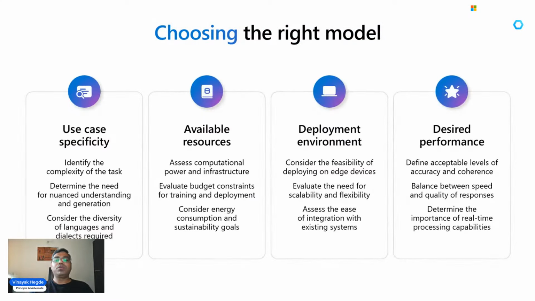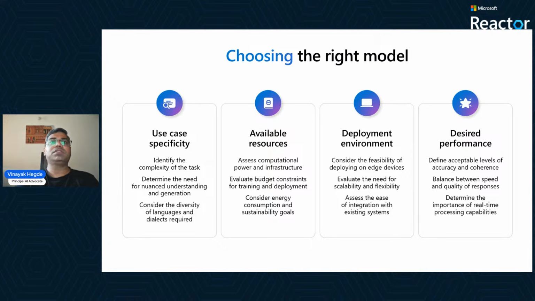Again, coming back to what we were saying, choice of models, right? When choosing between small and large language models, having seen a bit of both, we start by identifying the complexity of the task, and whenever nuanced understanding is required, we can use the large language model. We have to consider the diversity of languages and dialects that your model must handle. You need to assess your available resources, computational power, budget, and energy consumption, define your desired performance, balancing accuracy and speed, and determine the importance of real time processing. Finally, evaluate the deployment environment.